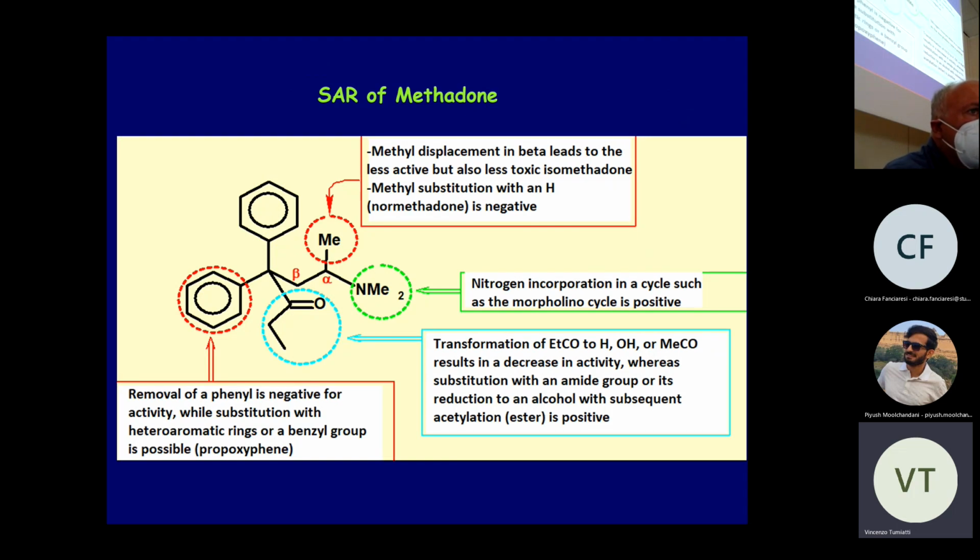Here you can see the chemical structure of methadone. Basic function, 1, 2, 3, the normal propyl chain. In alpha position there is an important methyl group. In 3 position, 2 phenyl rings. And always on carbon 3 you see another lipophilic chain, a ketone function.